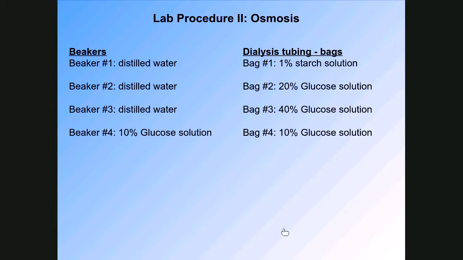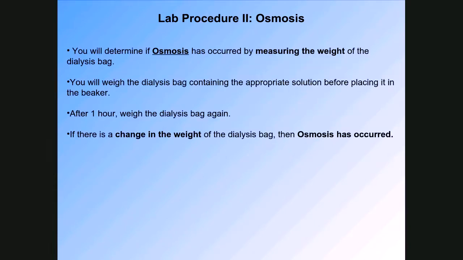Your setup here for part 2 of the lab procedures is also going to be used for part 3 of the lab procedures. Part 3 basically is saying, hey, look, I know in part 2 you determined if osmosis occurred by measuring a change in the weight of the bag, because any change in the weight of the bag was going to be due to the movement of water into or out of the bag.